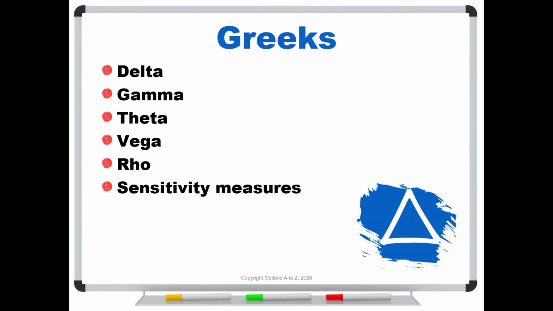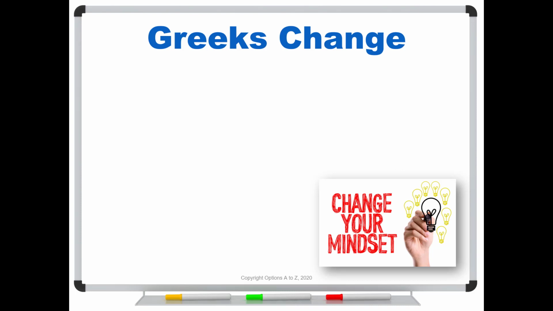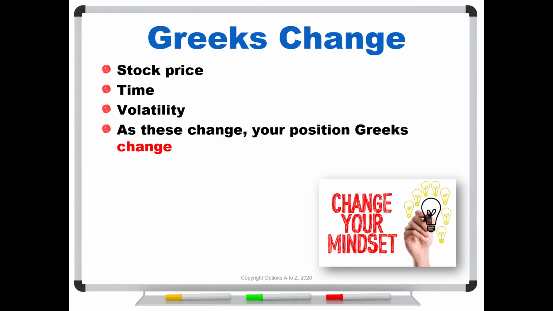So once again, the thing that I want you to get from this video is to understand that your Greeks change by a number of factors, but primarily from changes in the stock price, time, and volatility. And if for no other reason, because of time, right? Time always moves. So if the stock stays exactly flat, volatility doesn't change, your Greeks are still going to change just because time passes. So as any of these change, your position Greeks change.